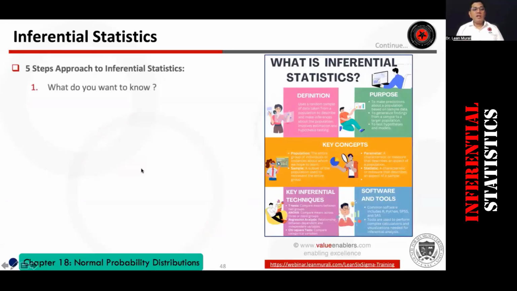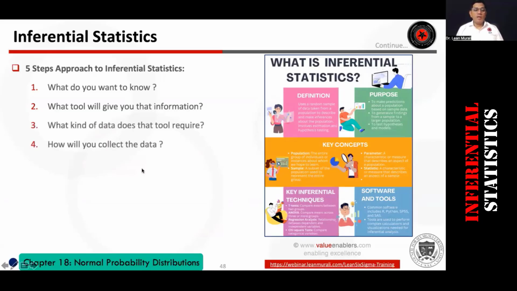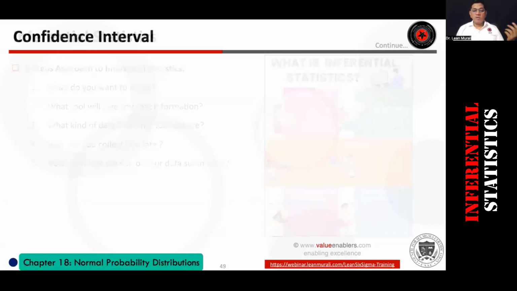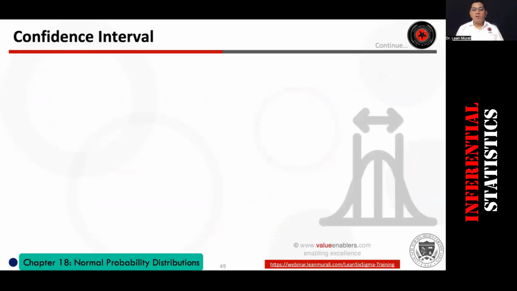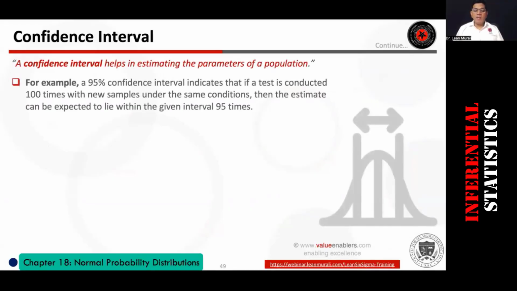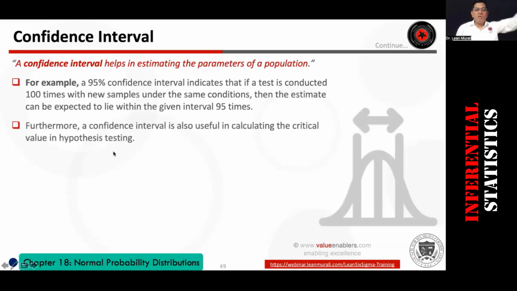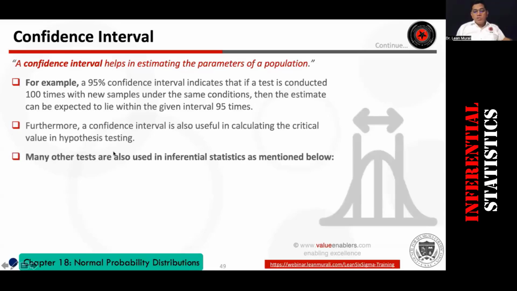The 5 steps are: what do you really want to know? Which tool will you use to get that information? What kind of data tool do you require? How to collect the data? How confident are you of the summaries? These are some of the questions that you need to ask. Now, confidence interval is nothing but, if you say I'm 95% confident, it means if you repeat this experiment 100 times, in 95 of them you'll be correct. That is what confidence interval means. So you will also find this confidence interval as a part of this statistic.